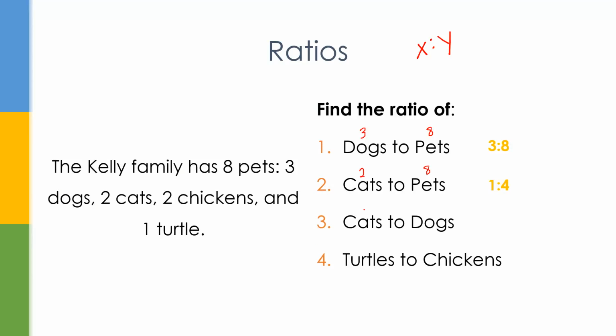All right, again we have 2 cats, but this time we're comparing it to dogs, and there are 3 dogs. So that would be 2 to 3. And then we also have turtles to chickens, and there's 1 turtle and 2 chickens. And so then our ratio would be 1 to 2. Now, one thing that's important to note, in all these we ended up with proper fractions, but you could have improper fractions, such as if I said dogs to cats, instead of cats to dogs, that would be 3 to 2. So your ratios could be improper as well.